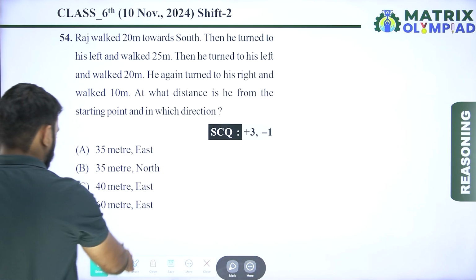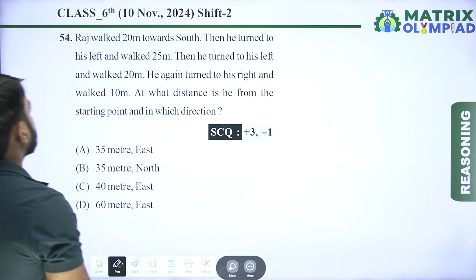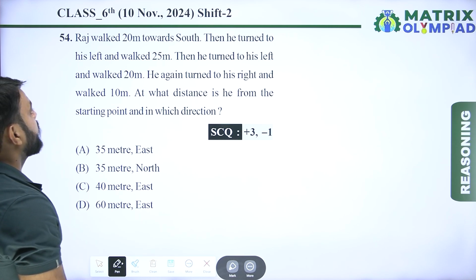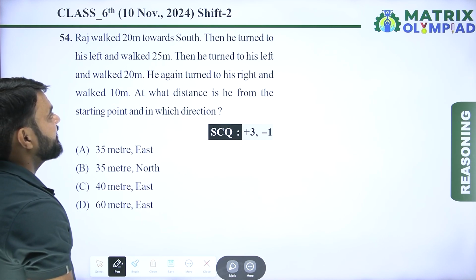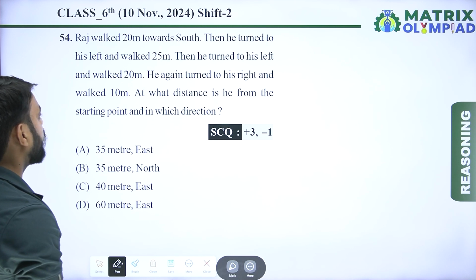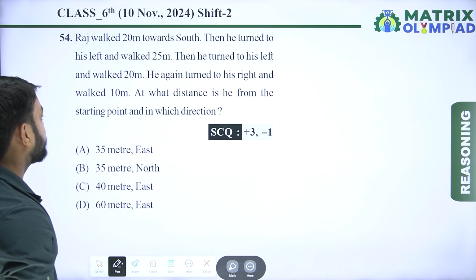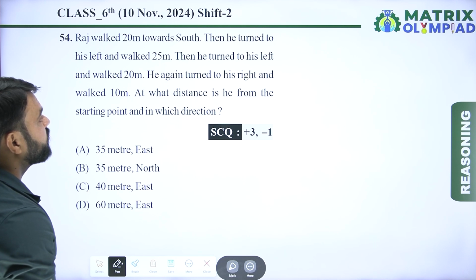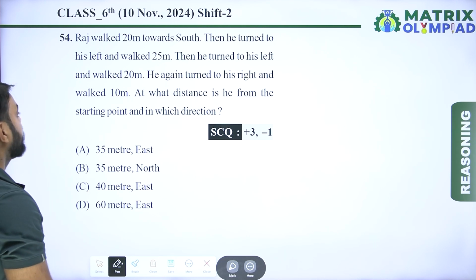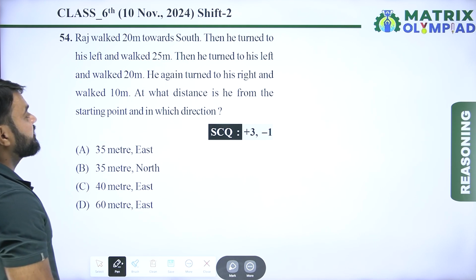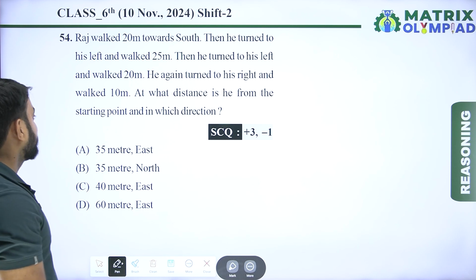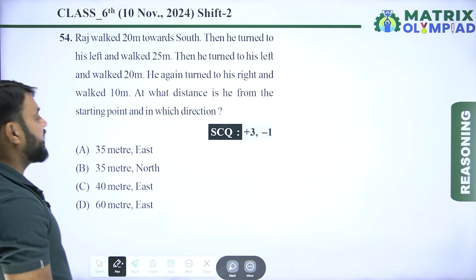So now the next question is question number 54. Raj walked 20 kilometers towards south. Then he turns to his left and walked 25 meters. Then he turned to his left and walked 20 meters. He again turned to his right and walked 10 meters. At what distance is he from the starting point and in which direction?